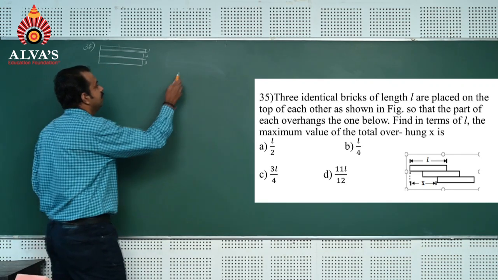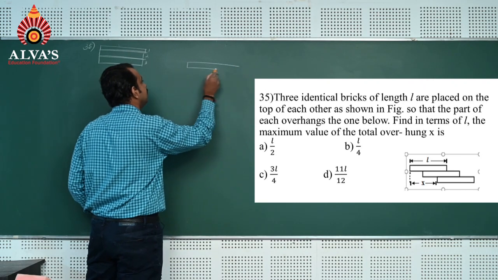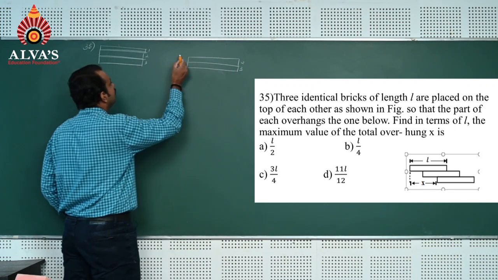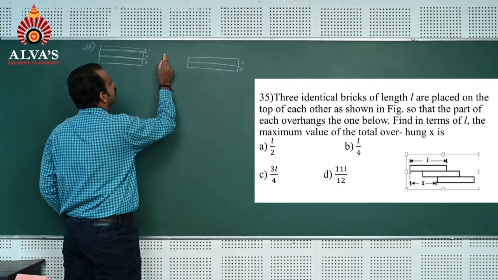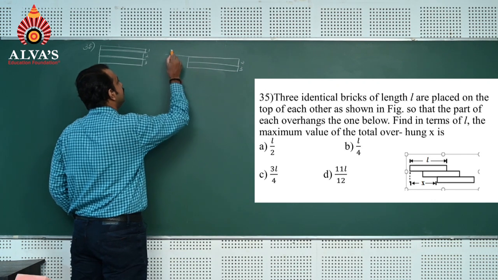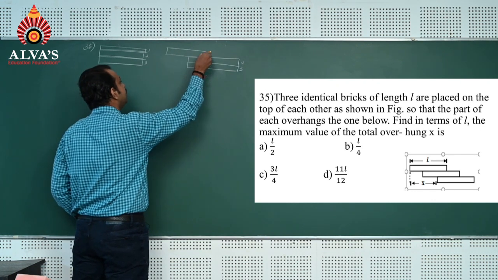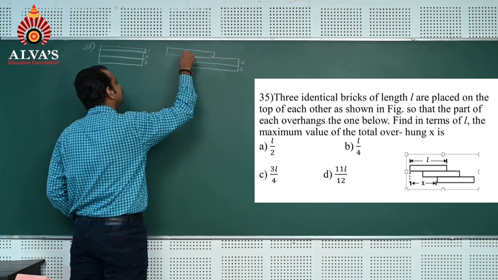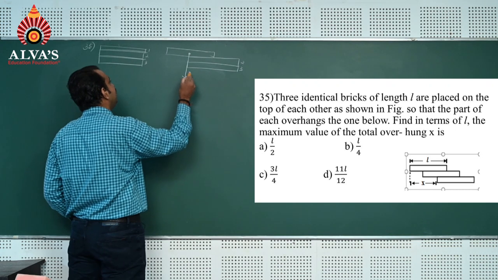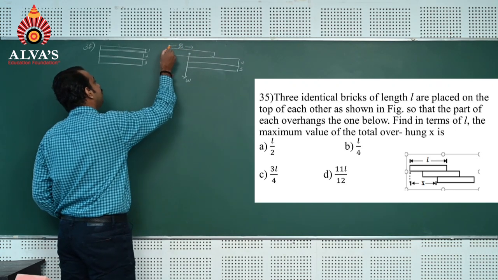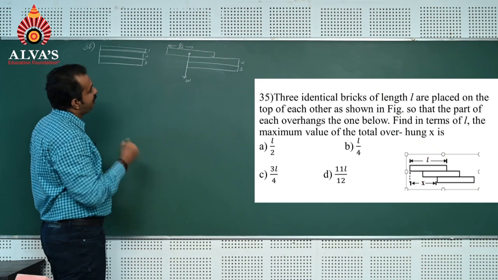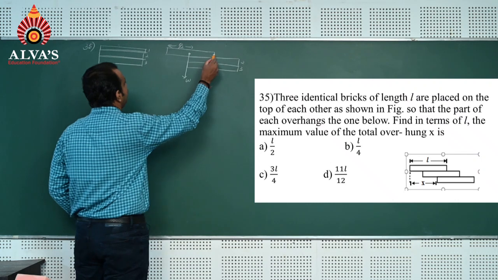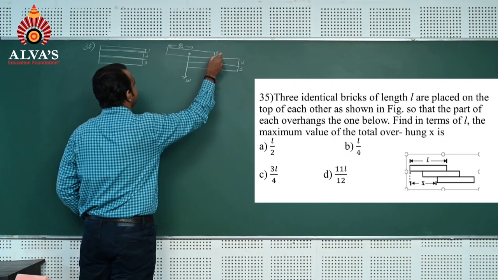First brick. You can pull it outside to that extent such that the center of mass of the first brick comes just above the edge of the second brick. So W is acting from here. This is L by 2. Beyond that you cannot pull the first brick. This is the maximum length up to which the first brick can be pulled. It is the first brick.